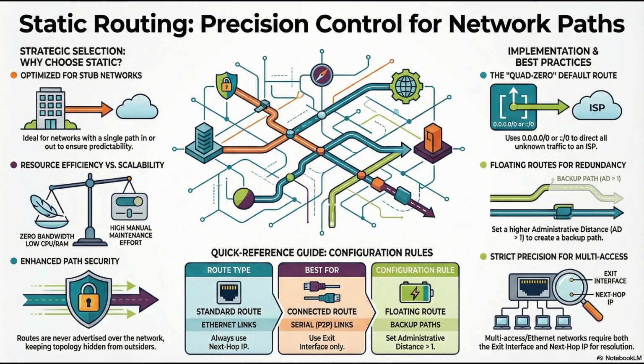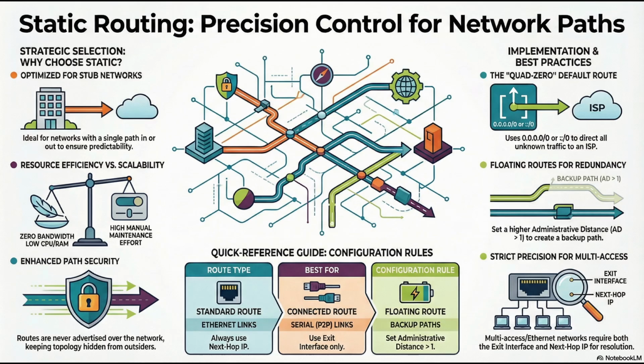And here's a stat that jumped out at me. Zero bandwidth usage. Right. Dynamic protocols are constantly broadcasting or multicasting updates. I'm here, I'm here. Static routes? Silence. They don't advertise themselves over the network, which actually brings us to a huge point that I think gets overlooked. Security. Because nobody knows the route even exists unless they try to use it. Exactly. It's the need-to-know principle.